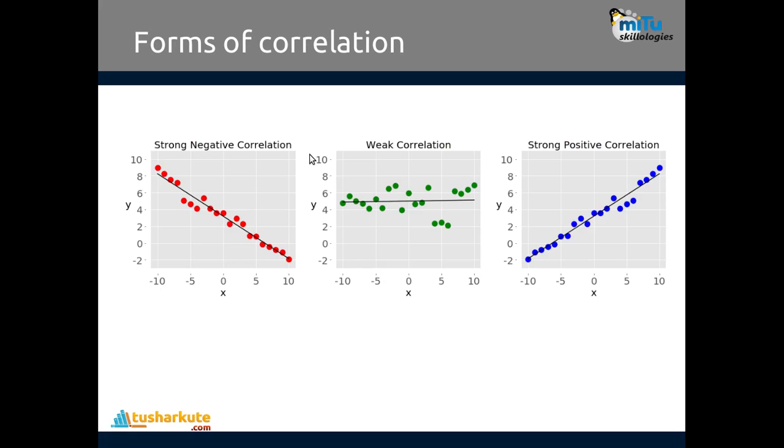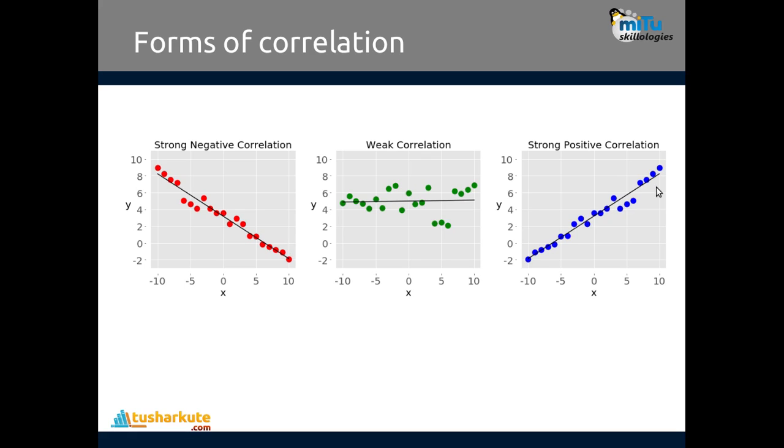Just consider that if one factor is increasing and the other is decreasing, like they are decreasing, this is what we call a strong negative correlation. Okay, so one is increasing and the second is decreasing, they are inversely proportional to each other. This is what we call a negative correlation.